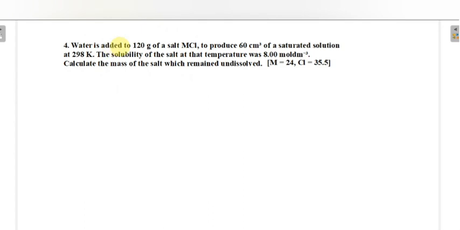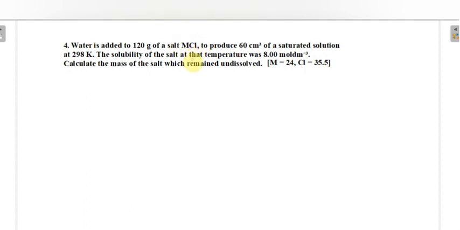Okay, water is added to 120 gram of a salt MCl2 to produce 60 cm cube of saturated solution at 298 Kelvin. The solubility of the salt at that temperature was 8.0 mole per dm cube. Calculate the mass of the salt which remained undissolved. M is 24, Cl is 35.5.